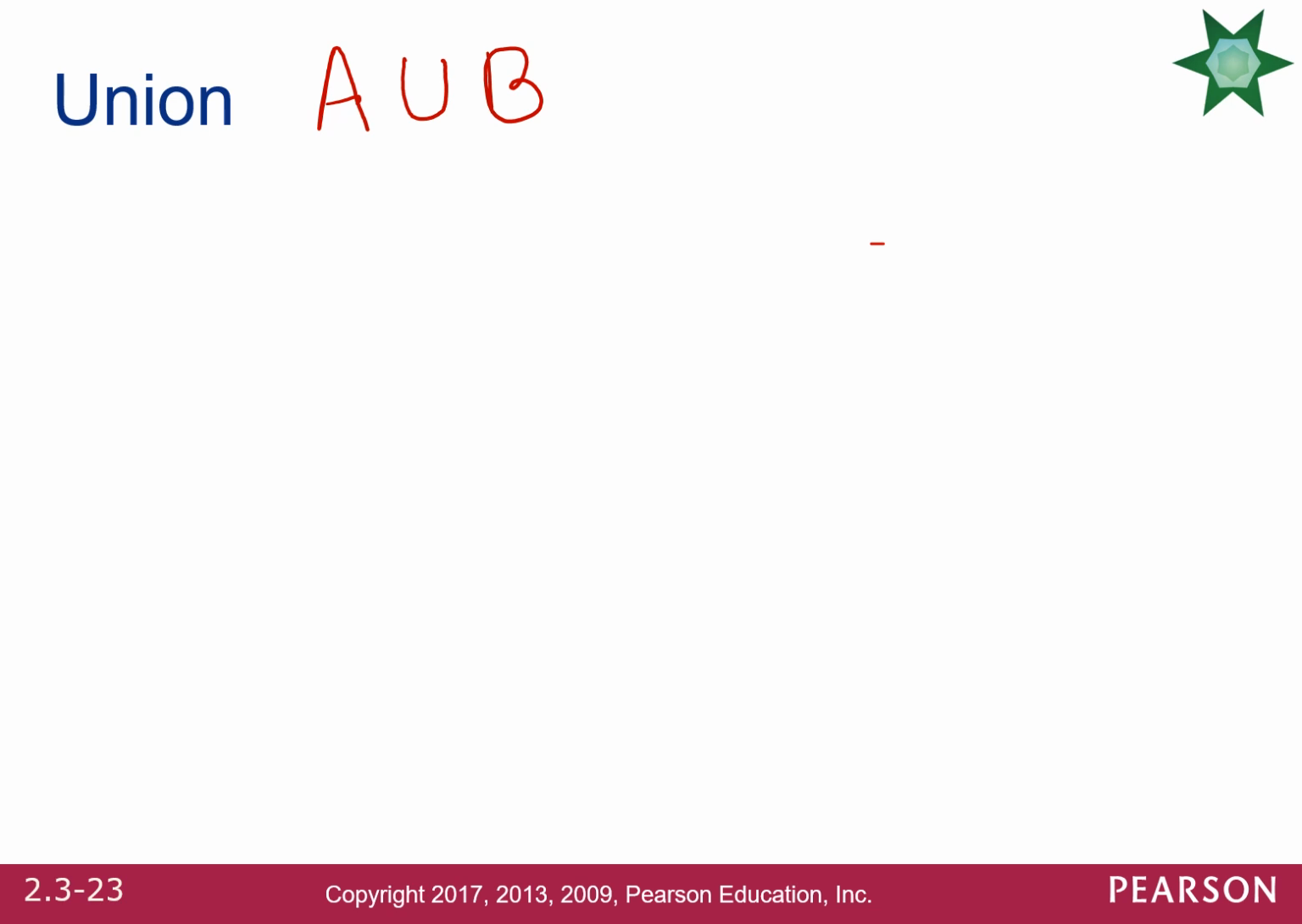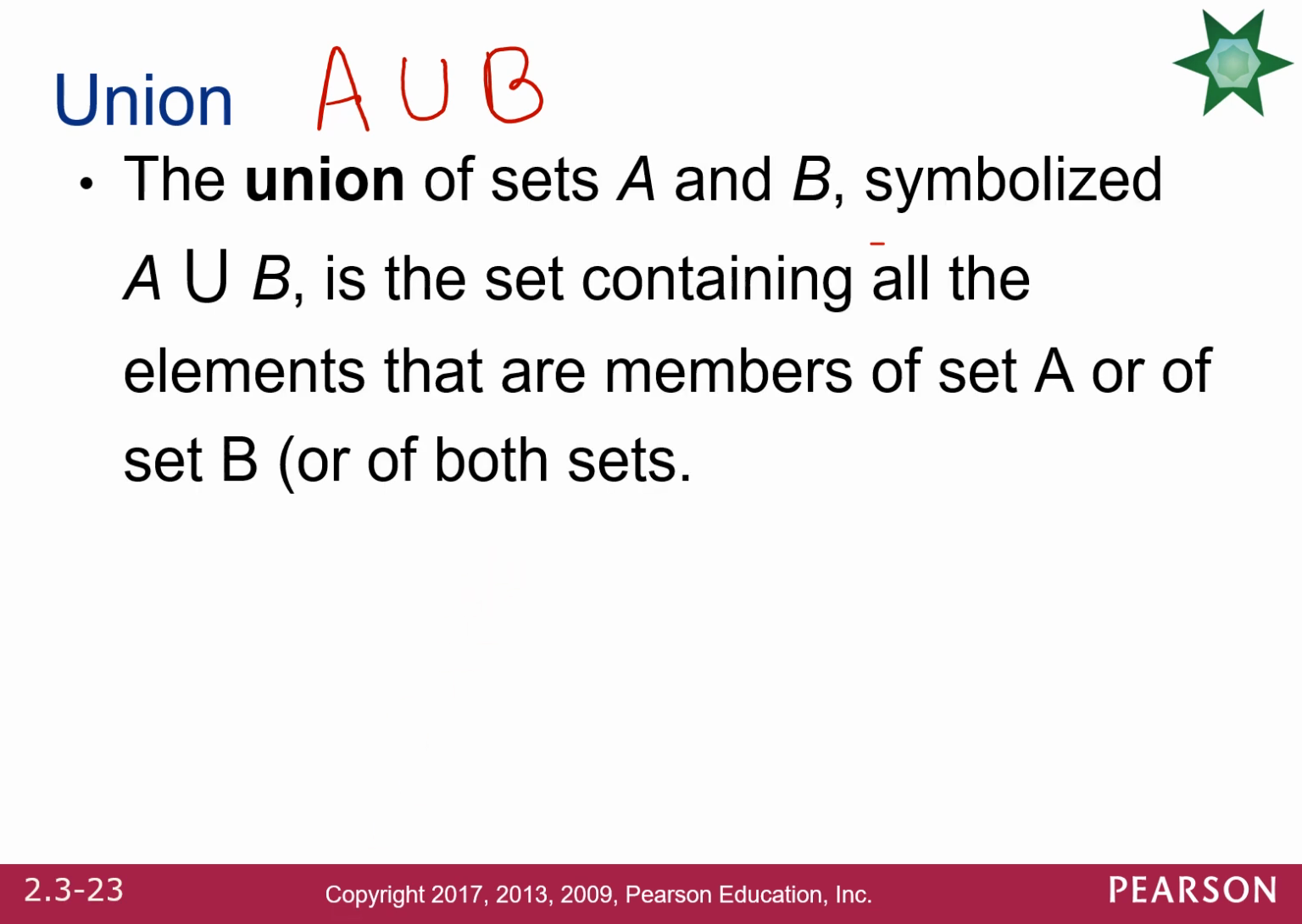All right, so let's pull up the information here. The union of sets A and B, symbolized A union B, is the set containing all the elements that are members of set A or of set B or of both sets. That means the common elements as well need to be stated, but you state them only once.